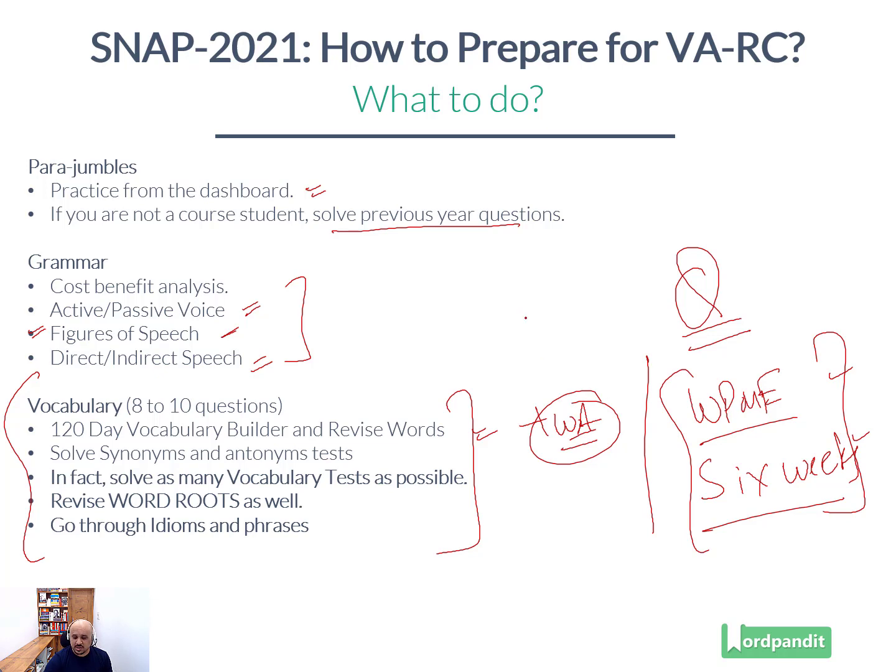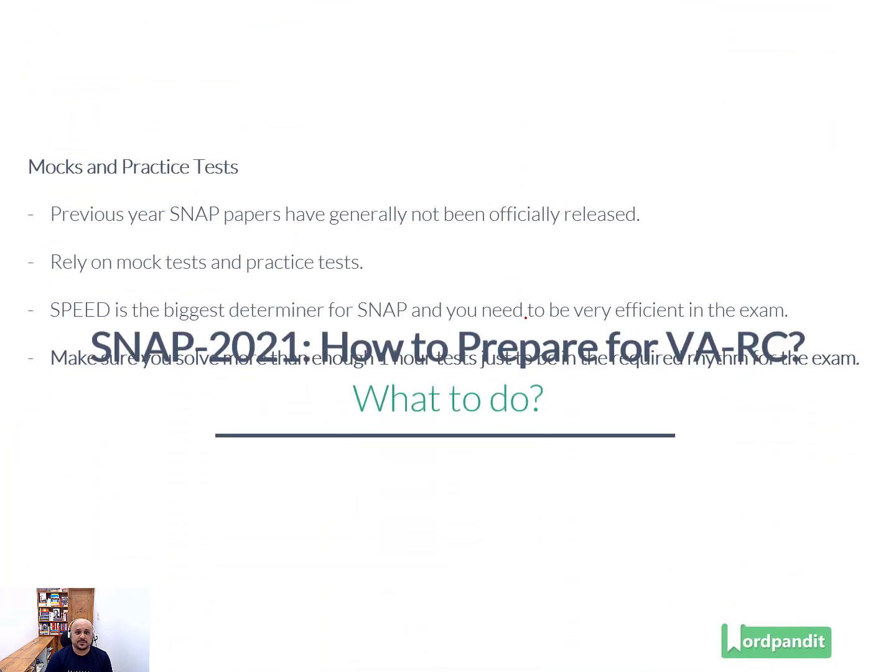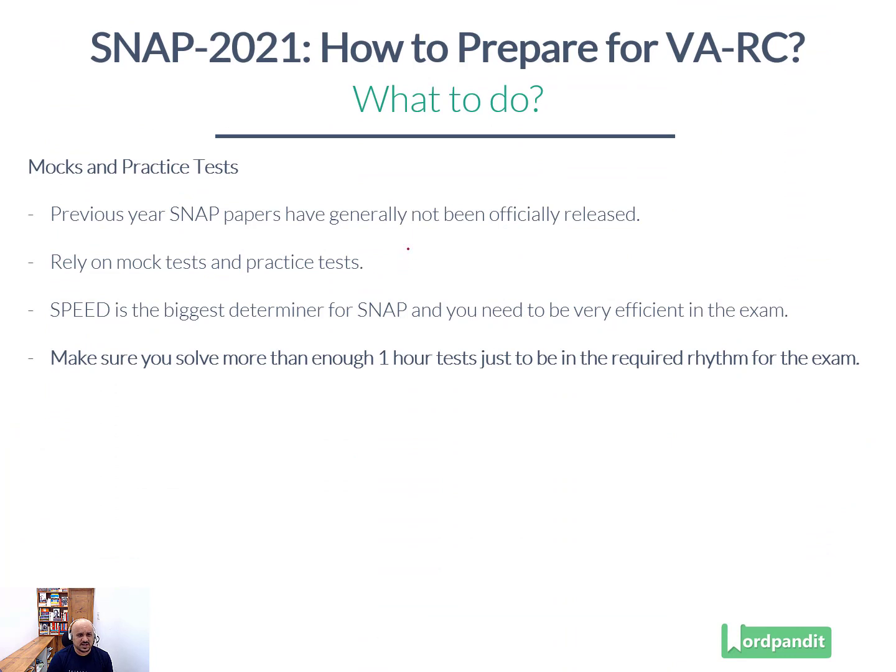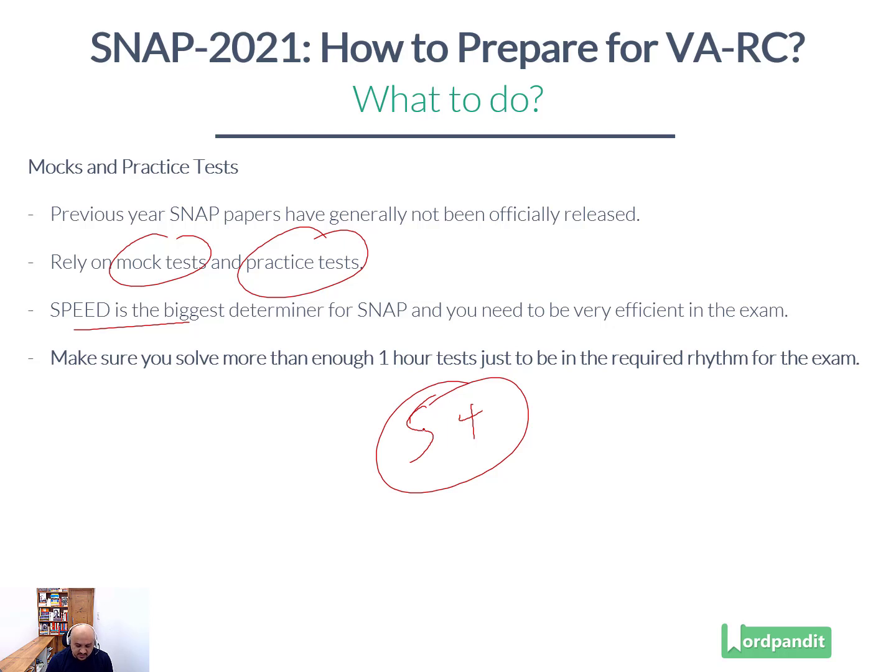As far as mocks and tests are concerned, previous year papers, as I've said earlier, they are not generally released, but you've got a couple of leading publications that you can depend upon. You should rely on mock tests and practice tests. Speed is the biggest determiner for SNAP. At least solve 5+ mock tests for SNAP, right? This is not about scores. This is not about practicing questions. Why am I suggesting 5+ mock tests?